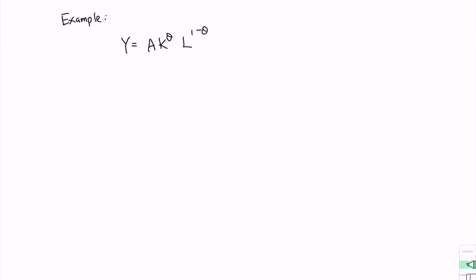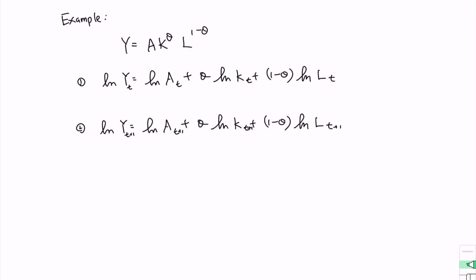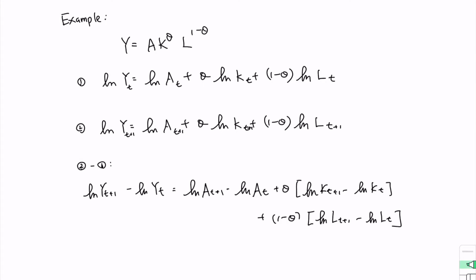If we assign a date to each variable in this equation and take logs, we get log Y_t equals log A_t plus theta multiplied by log K_t plus 1 minus theta log L_t. Of course, we can rewrite this equation with a different date, t plus 1, and we get the second equation. Then we can subtract the first equation from the second equation, that is, log Y_{t+1} minus log Y_t equals log A_{t+1} minus log A_t plus theta multiplied by log K_{t+1} minus log K_t plus 1 minus theta multiplied by log L_{t+1} minus log L_t.